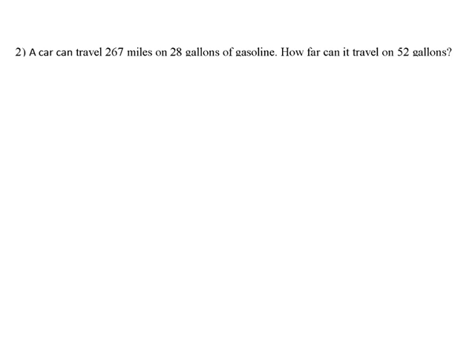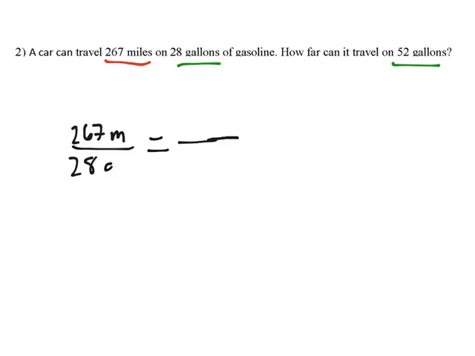Alright, number 2: a car travels 276 miles on 28 gallons of gasoline. How far can it travel on 52 gallons? So here we go again. We're going to set up a proportion, and we're going to let our units guide where we're putting things. So if we put 276 miles on top here, and 28 gallons of gasoline down here, we're going to have to do the same on the second ratio. Miles is on top, gallons is on bottom.